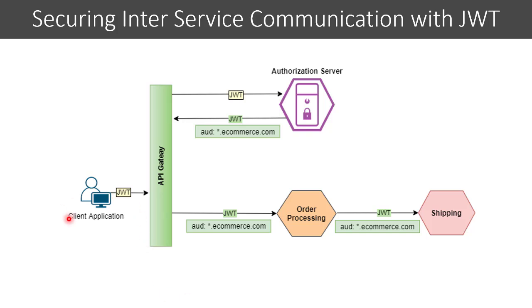So you can see over here, the client application makes the request to the API gateway, and the API gateway passes the incoming JSON web token to the authorization server. The authorization server validates the token. After validating the token, the authorization server issues a new JWT signed by itself. Here you can see the audience is pointing to star.ecommerce.com, so we are using the wildcard over here. This JWT includes the user details copied from the old JWT, which came from the client application.